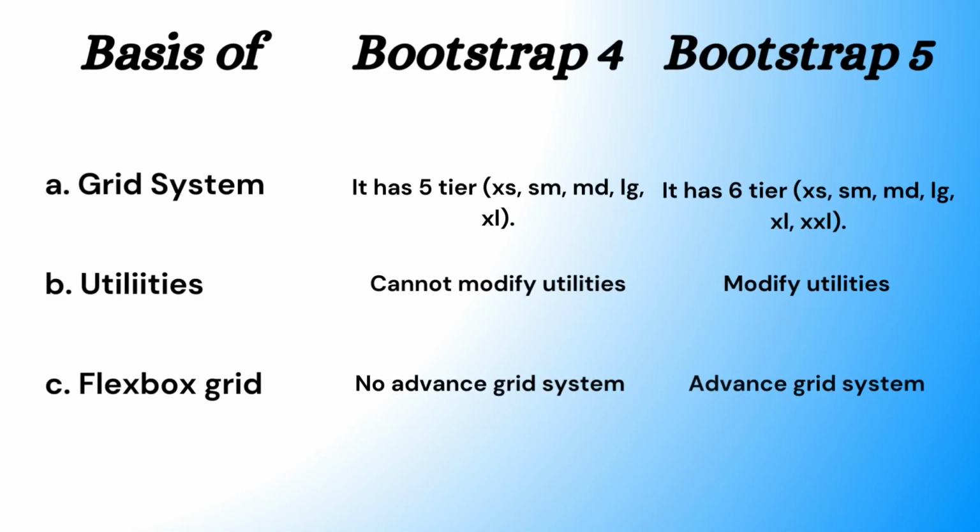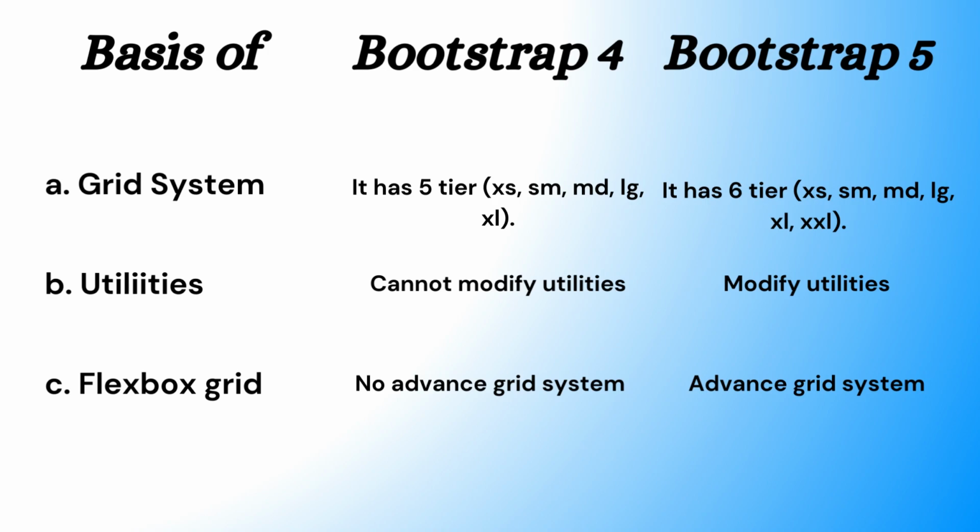So first we should know what is Bootstrap and why Bootstrap 5 came. Bootstrap 4 has 5 tiers, but Bootstrap 5 came with another tier, which is double XL. We cannot customize utilities in Bootstrap 4, but we can in 5. Many of you have questions about what a utility is, so don't worry, we will discuss it in this video.